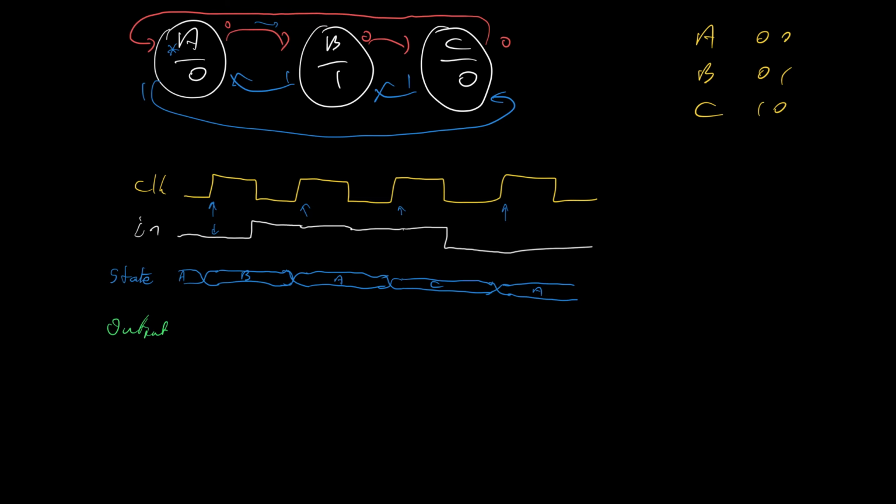And now from this, it's straightforward to write down the output, because the output just depends on the current state. We see that when we're in state A, the output's a 0. When we're in state B, the output's a 1. When we're in state A, the output's a 0. And when we're in state C, the output's a 0. And when we're in state A, the output's a 0. So we get this diagram here, and we're done.